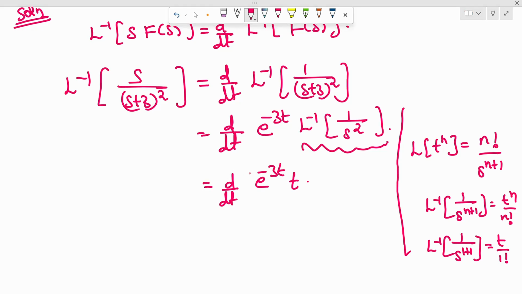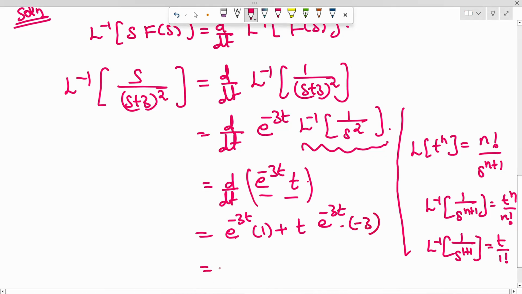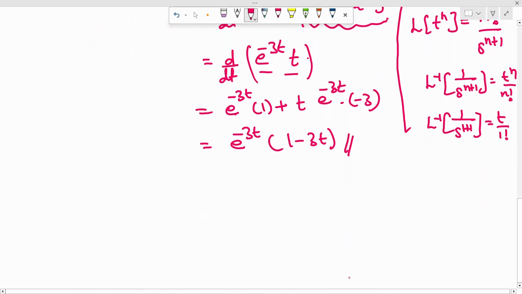Now we are going to differentiate with respect to t with the help of the UV rule, because there are two terms here. e power minus 3t is u, t is v. v dash is the derivative of t with respect to t, which is 1, plus v into u dash, that is t into e power minus 3t into minus 3. Taking the common factor minus 3 e power minus 3t outside, we get 1 minus 3t, which is the correct answer.